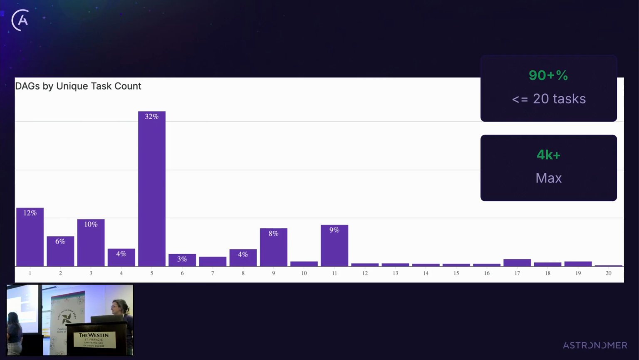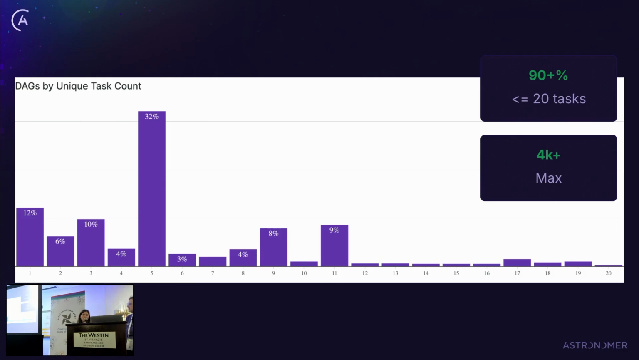But in our case, Maggie showed you how we use those task groups. We have more than 20 operators on most of our DAGs because each task can be broken down into several subtasks. So I was quite surprised to see that 5 operators was the most common. Oh, sorry, I meant tasks. Did I say operator?